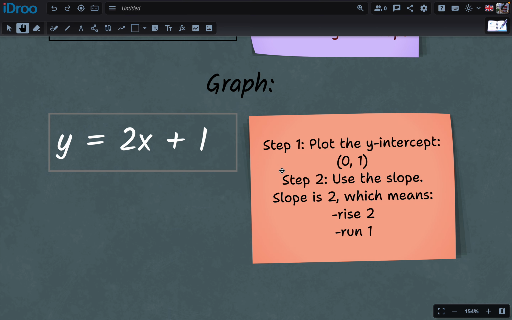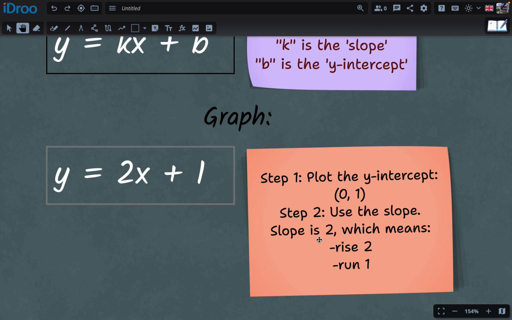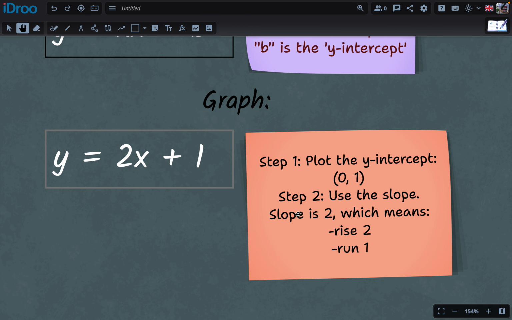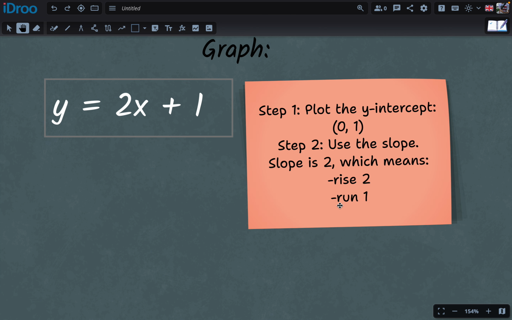Our first step is to plot the y-intercept like this, and our second step is to use the slope. Slope is 2, as we said that k is the slope. K here is 2, and that's why our slope is 2, which means rise 2 and run 1, which means that we go up 2 and we go right 1 in every move.